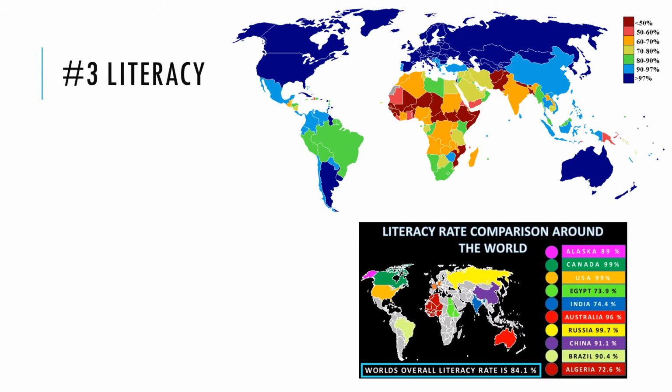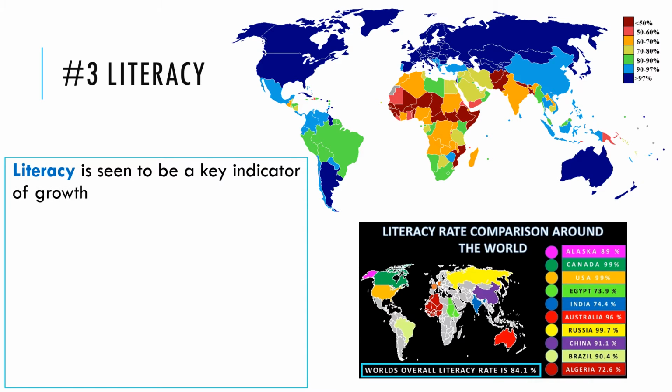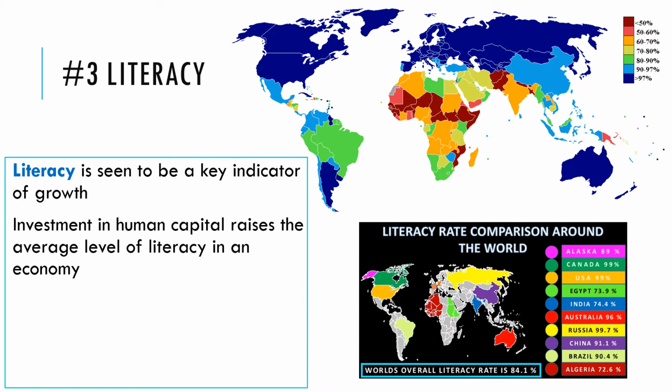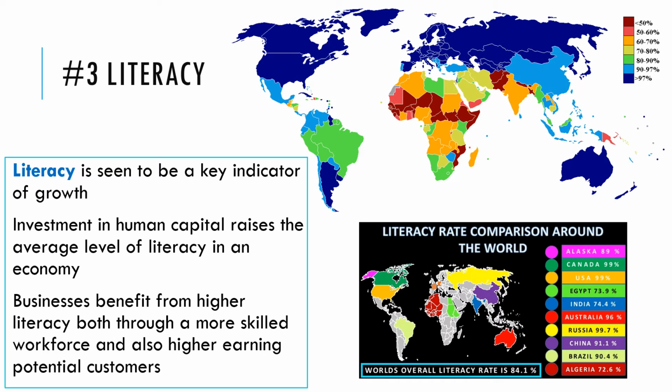The third measure of economic performance we're going to need to be aware of that a business might take into consideration is literacy rates. So the percentage of the population that can read and write. And this is considered a key indicator of growth. Investment in human capital raises the average level of literacy in an economy, and businesses might benefit from higher literacy, both through a more skilled workforce to produce their products, but also if they're more literate, then the population probably earn more and therefore become better potential customers.